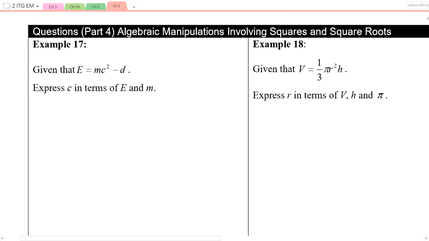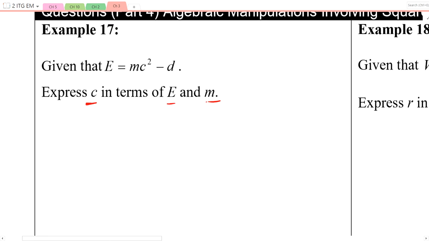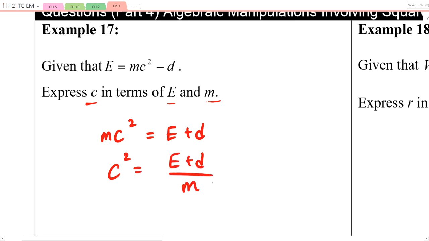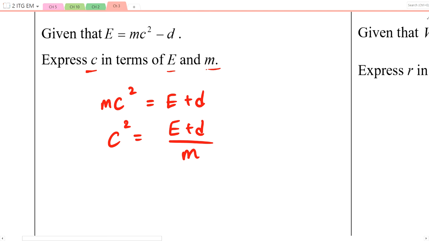Okay, now for example 17. Express C in terms of E and M. Looks quite simple. Let's see what happens. So mc square equals to E plus D. Now I only want a C term, so I want to try and get rid of the M first. Leaving with C square equals to E plus D over M. I only want C, I do not want C square. So to move from C square to C, I'll need to square root both sides.